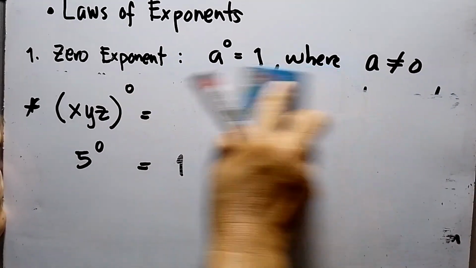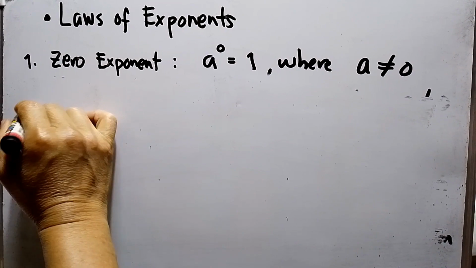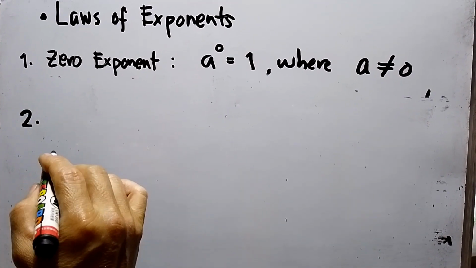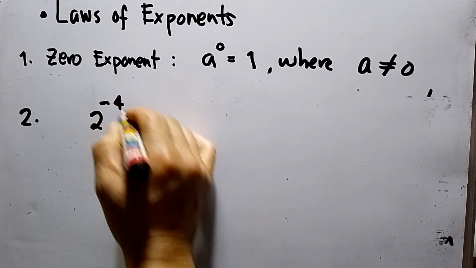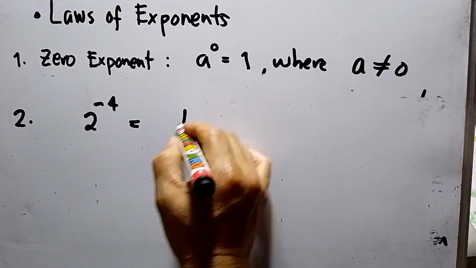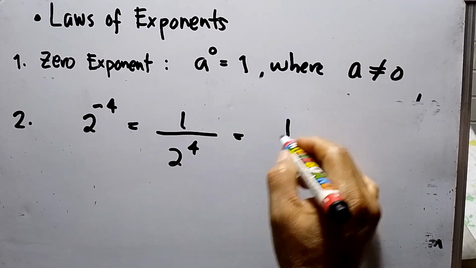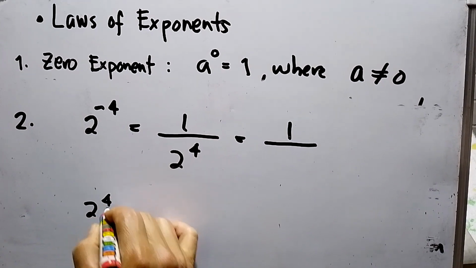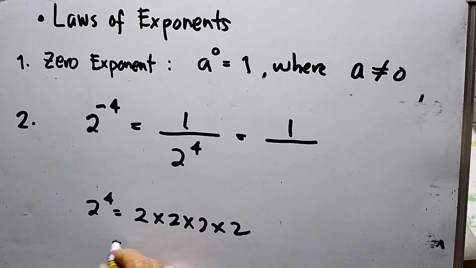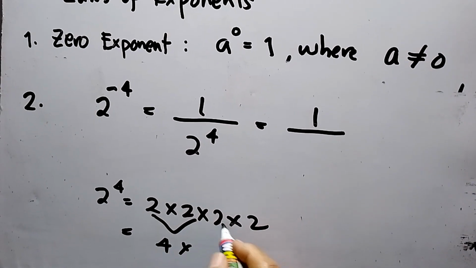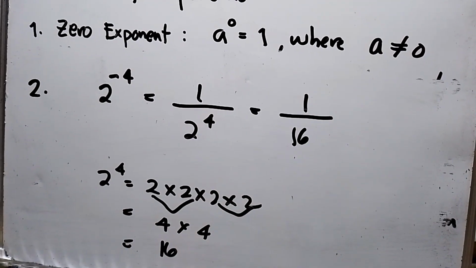Now let's proceed to number 2. Number 2 law is negative exponent. So for example, this will be 1 over 2 raised to the 4th power. What is 2 to the 4th power? 2 times 2 times 2 times 2. So this will be 4 times 4, which is equal to 16. So this will be equal to 1 over 16.